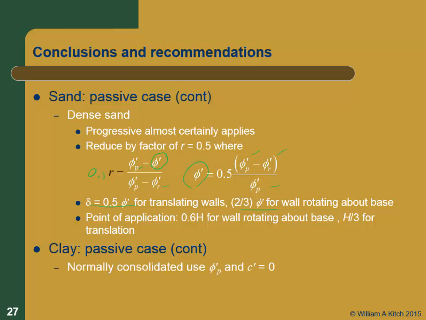And clays in the passive case. For normally consolidated soils, you can use your peak angle with zero cohesion. For over-consolidated soils, it's probably best to use the fully softened strength, again with no cohesion. And if there's any reason you think there are pre-existing shear planes and such, then you might want to use the residual. If you need to use the residual, well, first of all, the residual is so low that it probably isn't helping you anyway. But if you're in a situation like that, maybe you just don't want to depend on any passive pressure on that side of the wall for the long-term analysis.